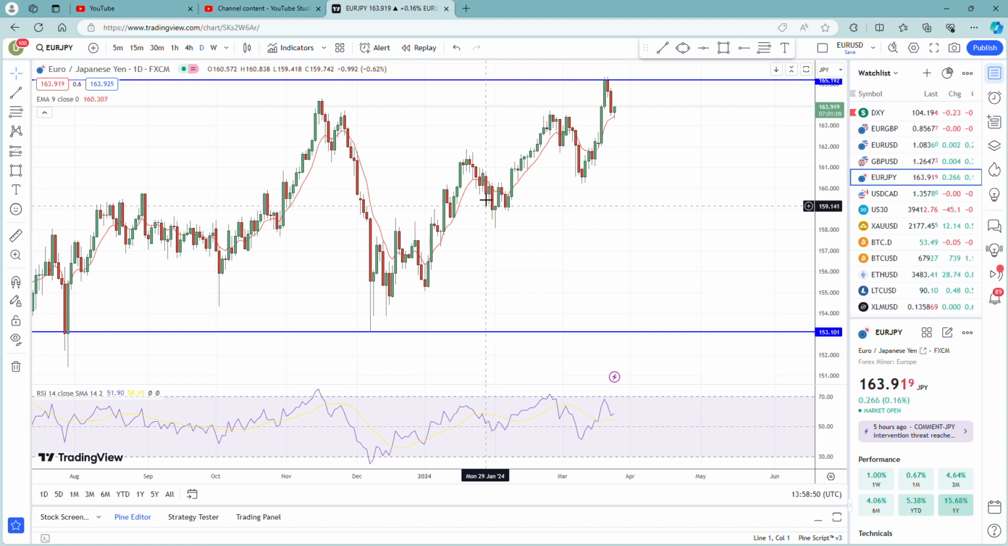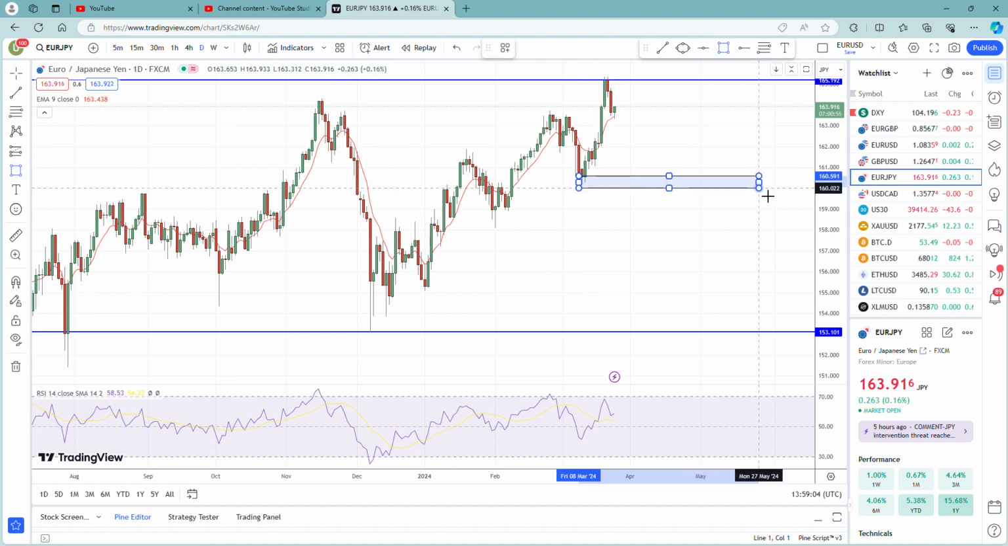So this is a level. Here's another level, higher low. This is a level, higher high, higher high. This is the most recent high low, looking at the most recent price action. So I'm going to go ahead and mark this as resistance on the daily time frame. I'll put that in red.